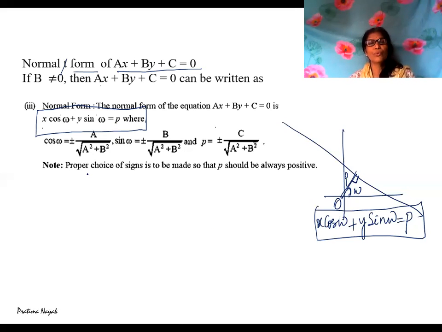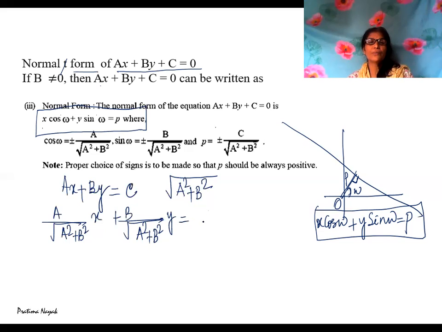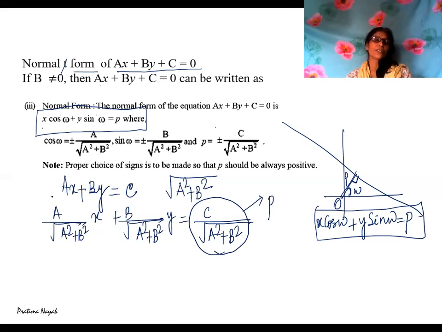When you want to convert any general form into normal form, we divide throughout by under root a square plus b square. So it becomes a by under root a square plus b square into x plus b by under root a square plus b square into y is equal to c by under root a square plus b square. So this will be your small p, the length of the perpendicular.